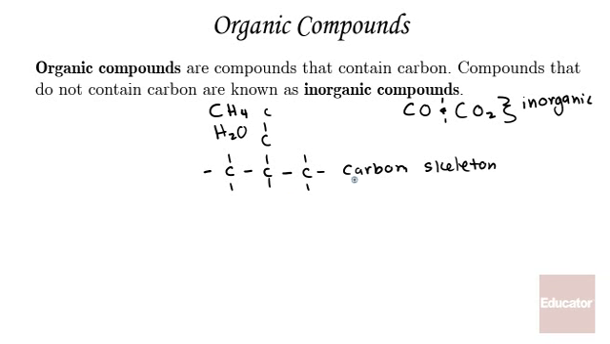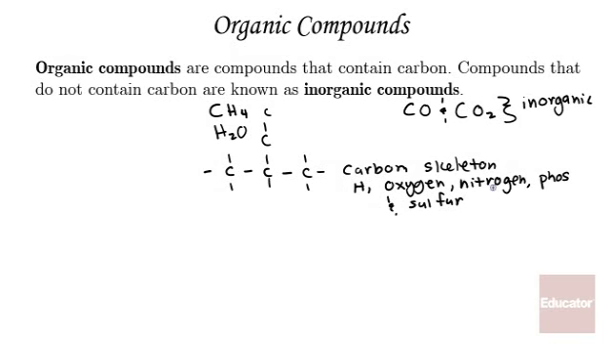The atoms that are attached to carbon could be various atoms, but there's certain ones that are particularly important in biology and that we're going to keep returning to. And those are hydrogen, oxygen, nitrogen, phosphorus, and sulfur.